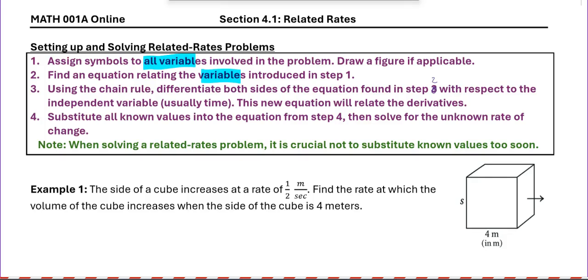And then 4, you're going to substitute all known values. You might have to do a little solving along the way if it's not given to you completely. And that's the note here. When solving a related rates problem, it is crucial not to substitute known values too soon. If you plug in all of your numbers at the start, basically you can turn an equation into a constant. When you take the derivative, it's just 0. So don't do that. Don't plug in the values until after the derivative has already been taken care of, unless there's a really good reason to.